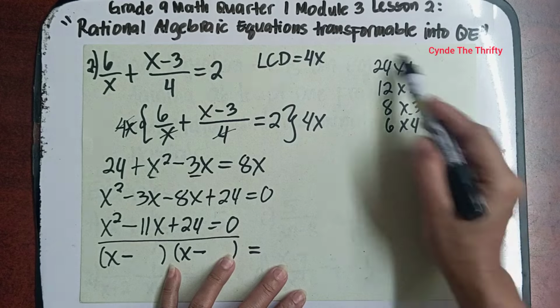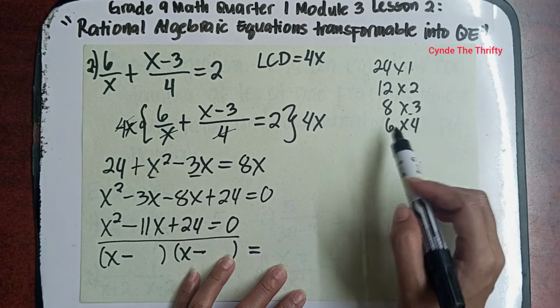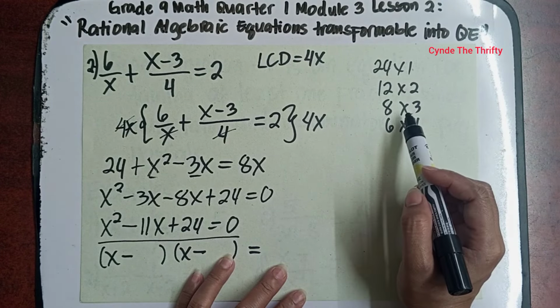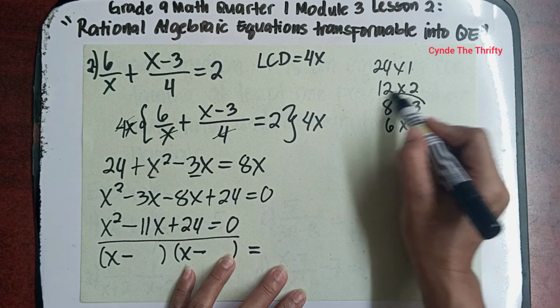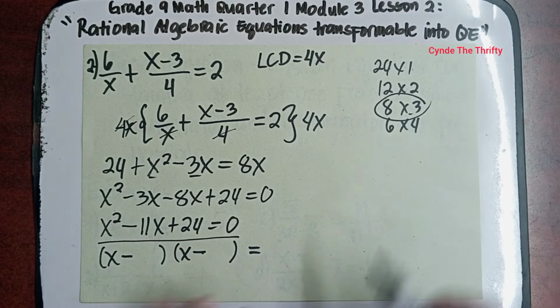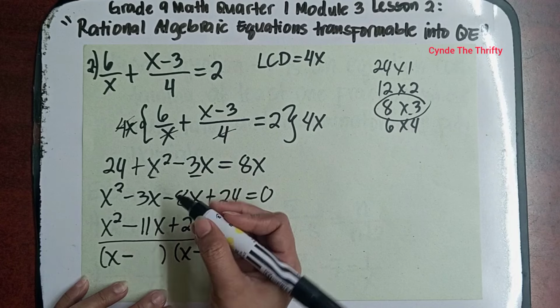Okay, so gawin nyo ang ganito para makita nyo kung saan ba ang mag-add sa kanila ng 11. Saan ba? Ito si 8 and 3. 8 plus 3 is 11. So, ilagay natin si 8 at 3 dito.